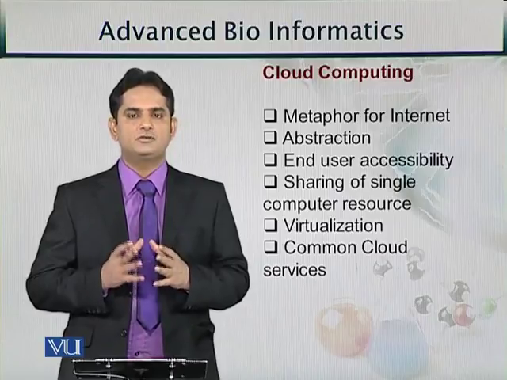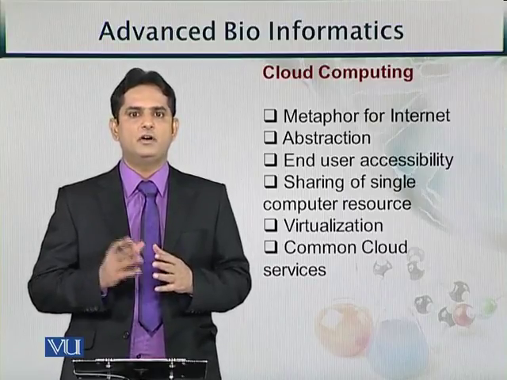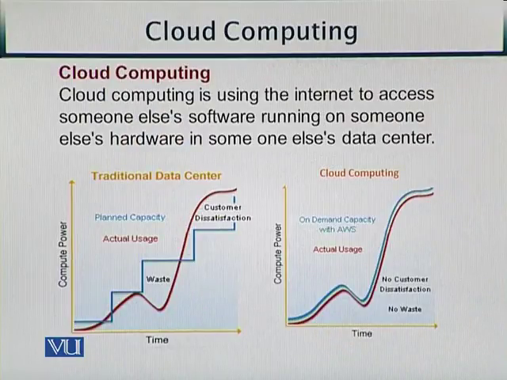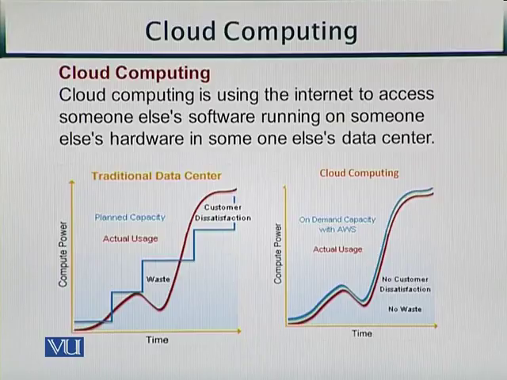So there should be some list of services which are being provided by a common cloud. So moving on, if I want to define cloud computing, I can say that cloud computing is using the internet to access someone else's software running on someone else's hardware in someone else's data center. So this system is basically physically different, software wise different, and its storage is also different. So everything is in control of someone else, but what we are doing, we are getting services from someone else's data center, computer and software.